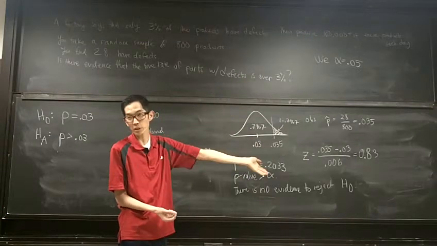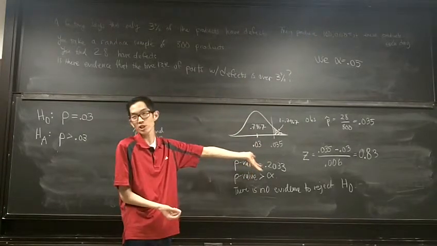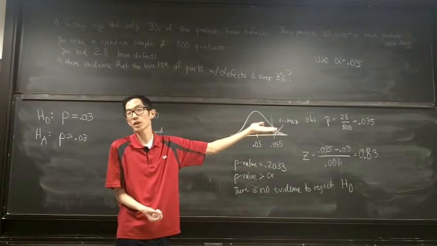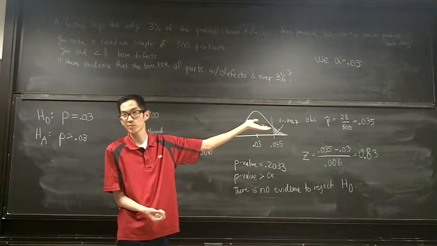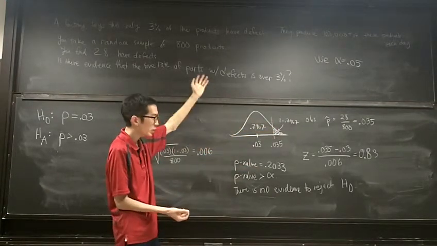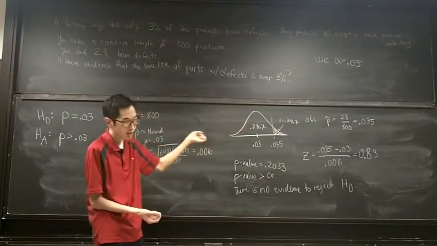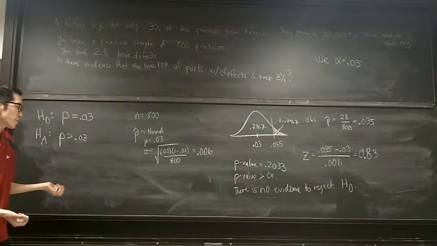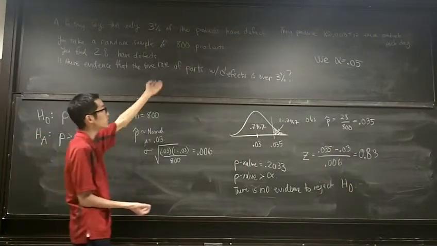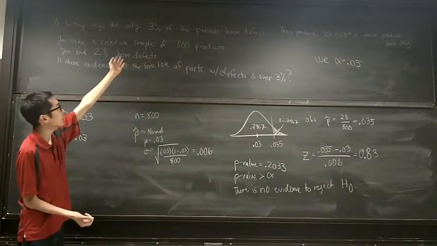Anytime you take 800 parts, there's a 20% chance that you're going to have 3.5% defective parts. Okay? It's going to happen 20% of the time. That seems like it could happen quite a bit. So we say, okay, then I don't have any reason to believe that it's not 3%.